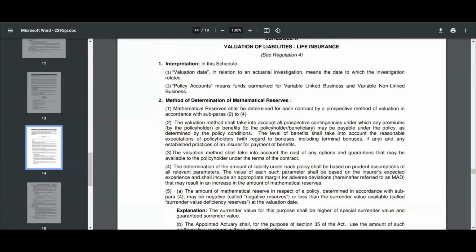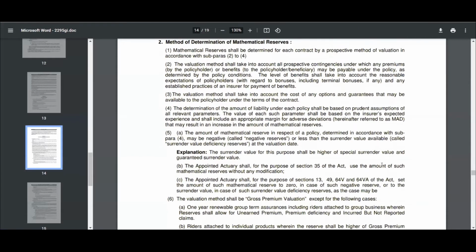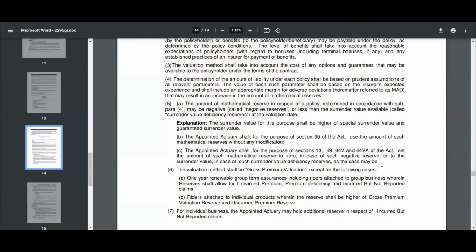Now the appointed actuary can calculate the mathematical reserve without making any modification to the reserve, and that would be as per section 35 of the act. However, the appointed actuary can also modify the reserve as per sections 13, 49, 64.5 and 64.5a, and cause the reserve to be limited to zero, which is called zeroization of reserve, or cause it to be limited to the surrender value, so that the reserve would not be lower than the surrender value.